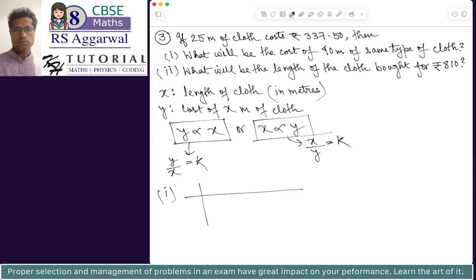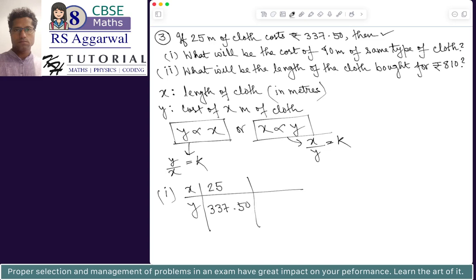So if we consider the two quantities x and y, from this information we get that the length is 25. Now all the lengths are in meters and all the costs are in rupees. So when the value of x is 25, that is 25 meter of cloth, the cost is given to be 337.50.